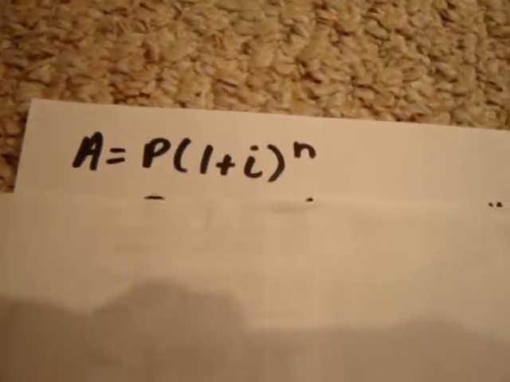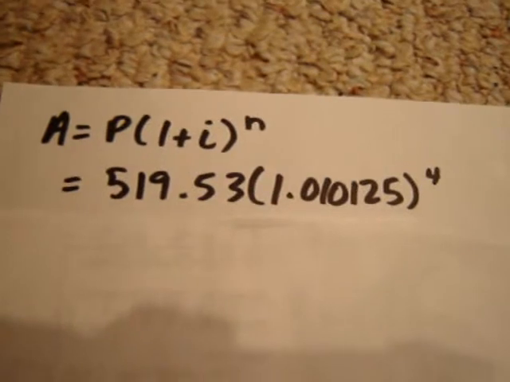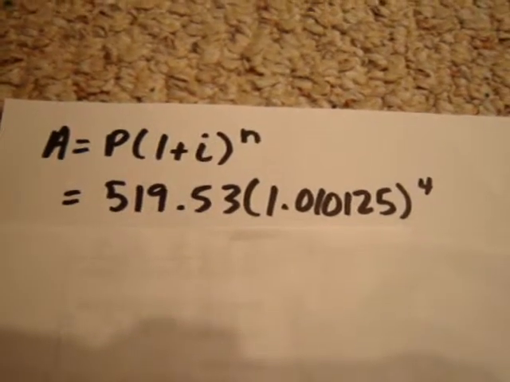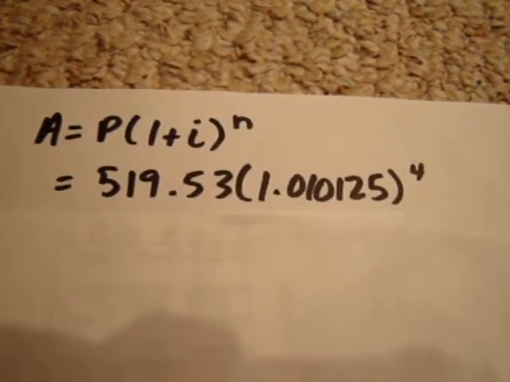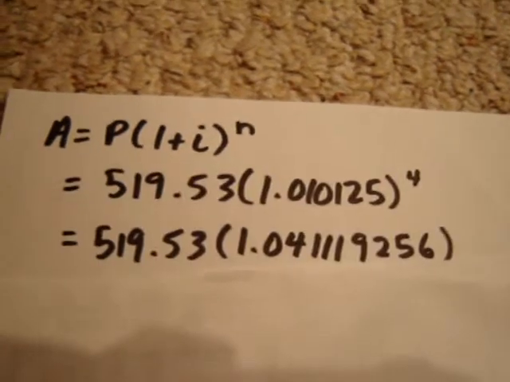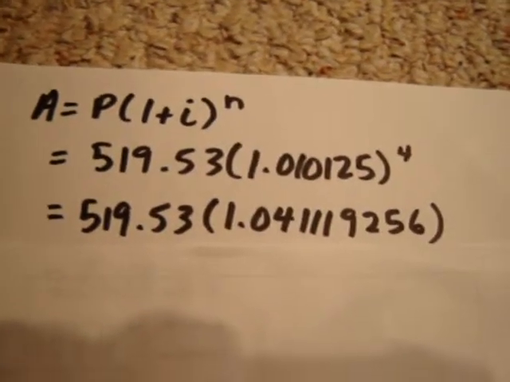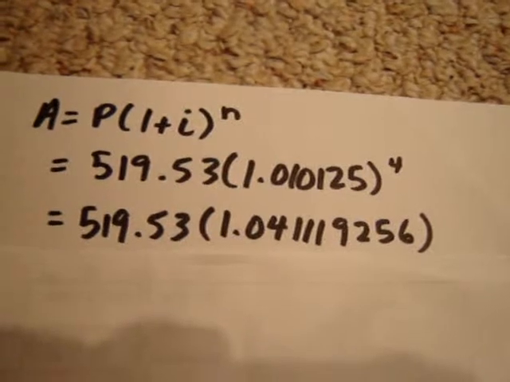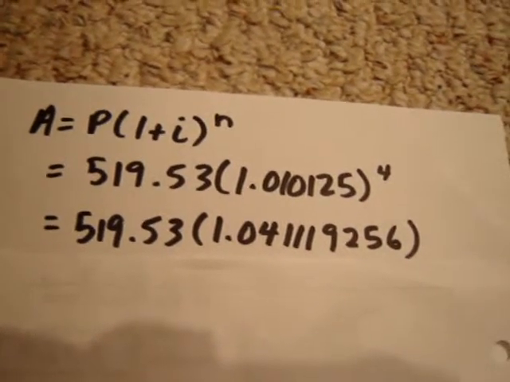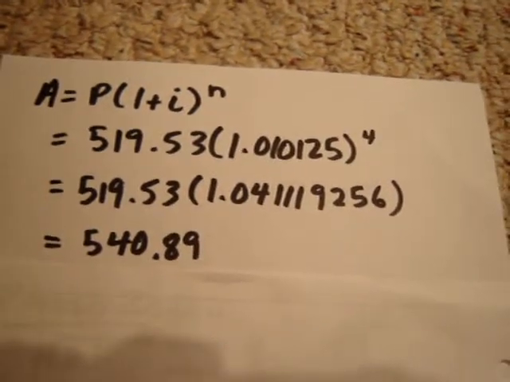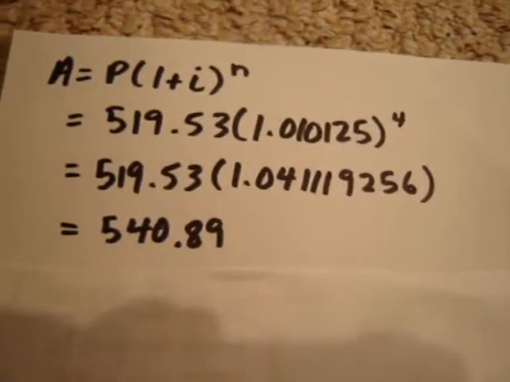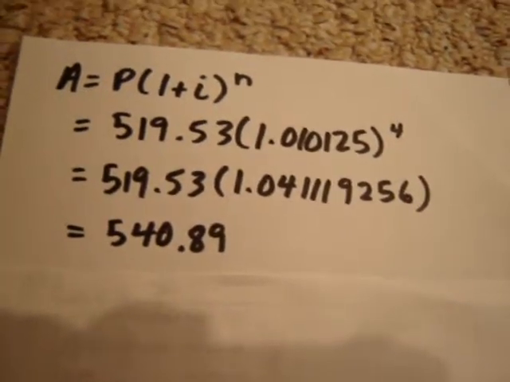And we get that A is equal to P times 1 plus i to the n, which is 519.53 times 1.010125 to the exponent 4. 519.53 times 1.041119256, which is approximately $540.89. Well, it'd be great if we were done now.